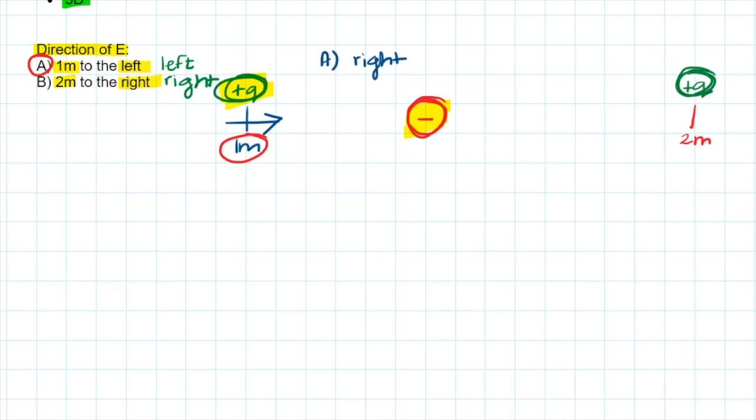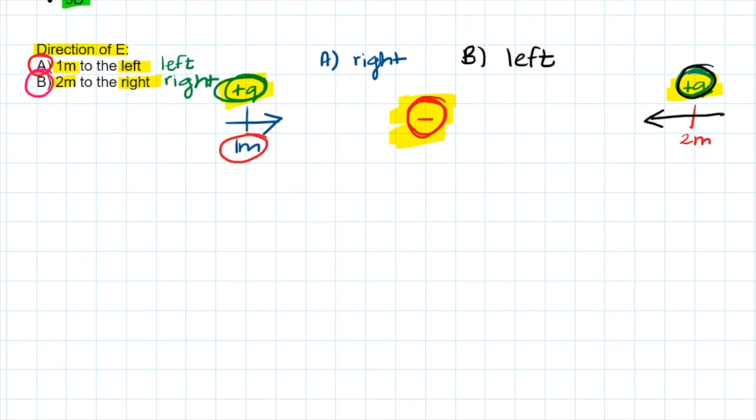If we ask, in which direction is the electric field at 2 meters to the right of this negatively charged particle, we do the same thing. We place our test charge at a distance 2 meters to the right of this negative charge. And we say, in which direction will it move? Since positive is attracted to negative, it's going to move towards the negative charge, and therefore it will move towards the left. The electric field is therefore towards the left.